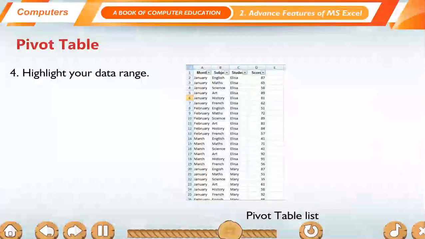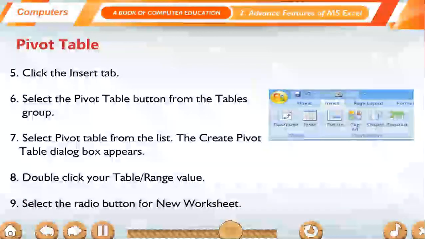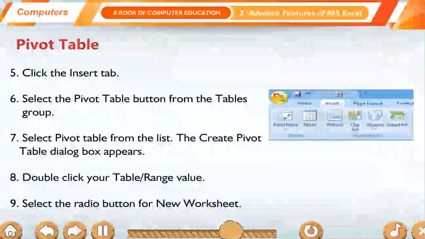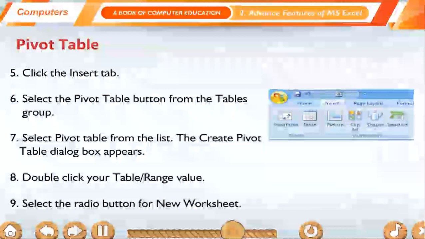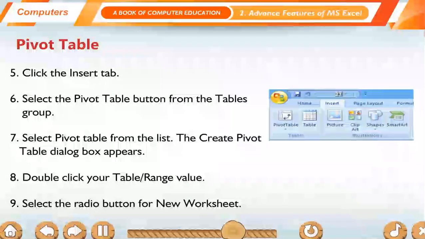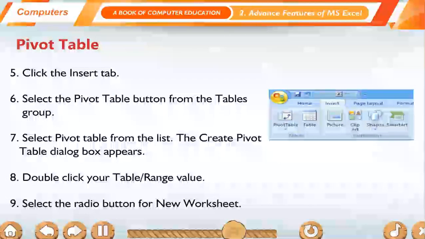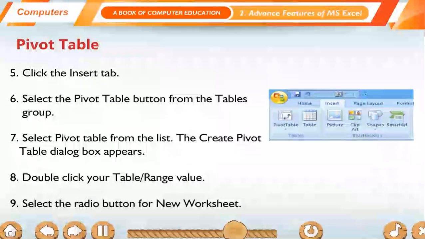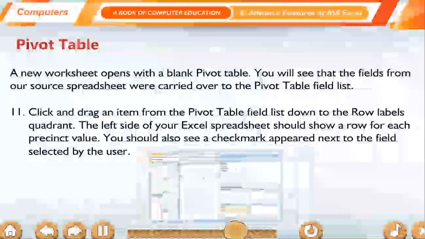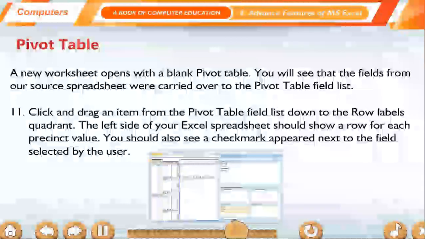Highlight your data range. Click the Insert tab. Select the Pivot Table button from the Tables group. Select Pivot Table from the list. The Create Pivot Table dialog box appears. Double-check your table or range value. Select the radio button for New Worksheet. Click OK. A new worksheet opens with a blank pivot table.